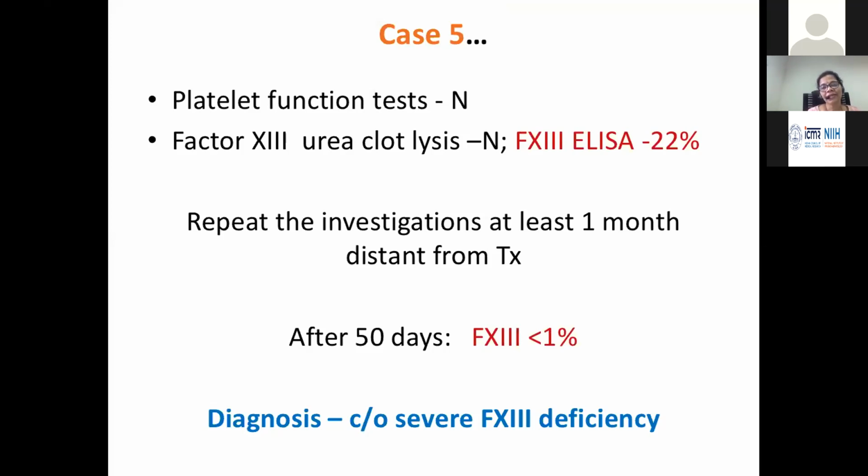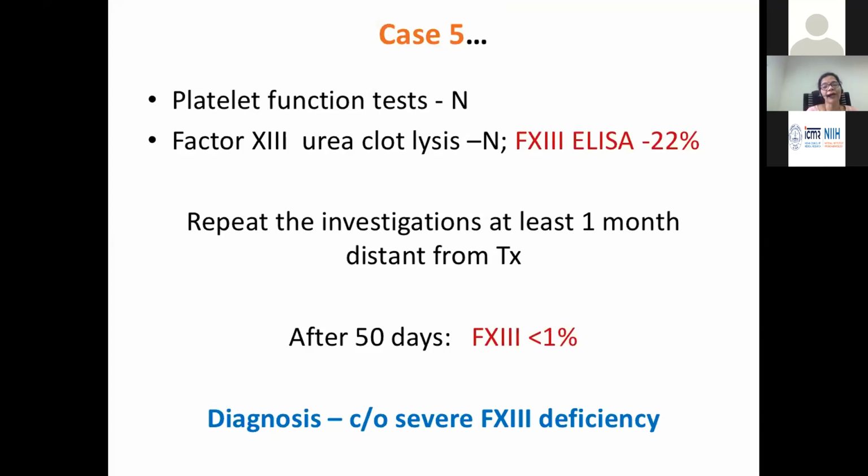But since the child was transfused with the fresh frozen plasma, his factor 13 ELISA came 22%. So what we do, the urea clot lysis can detect only severe factor 13 deficiencies. And if a child is transfused, you might miss the diagnosis by doing this test. The ELISA can detect these mild deficiency cases.